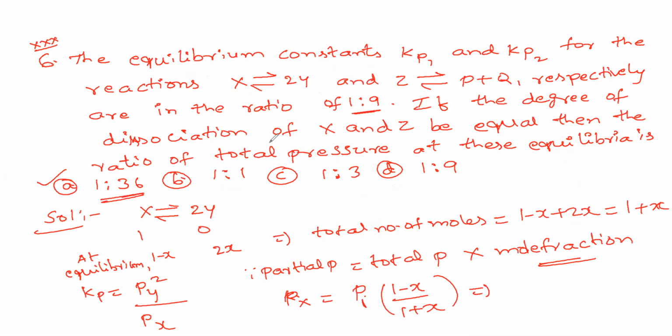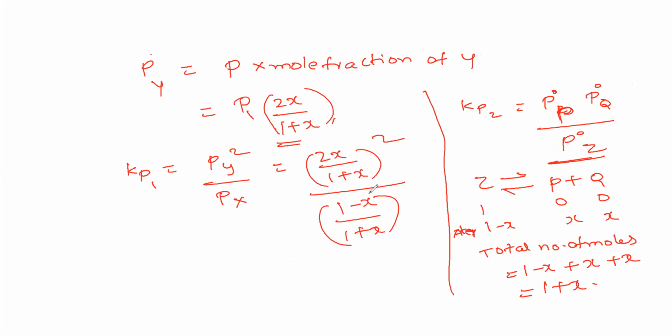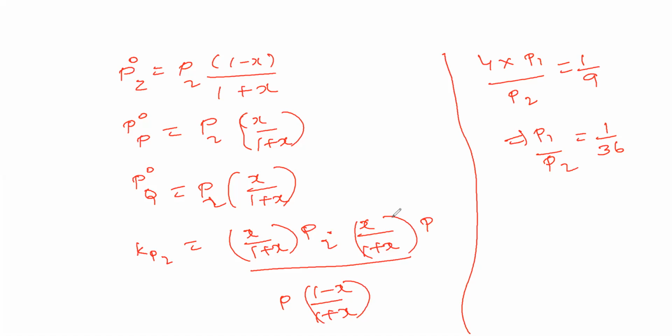P1 by P2. They have given the ratio of Kp1 and Kp2, and from that we need to find the ratio of total pressures. So how we got this 4, I'll tell you now. This is 2x by 1 plus x whole square, and 1 by 1 plus x whole square. So 2 square is 4. This and this get cancelled. And here also we have x into 1 by x, 1 minus x by 1 plus x, so the denominator is the same. That's why you can say 4 into P1 by P2.